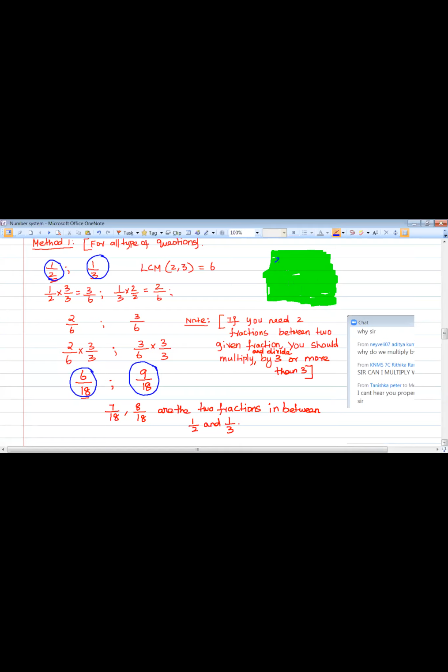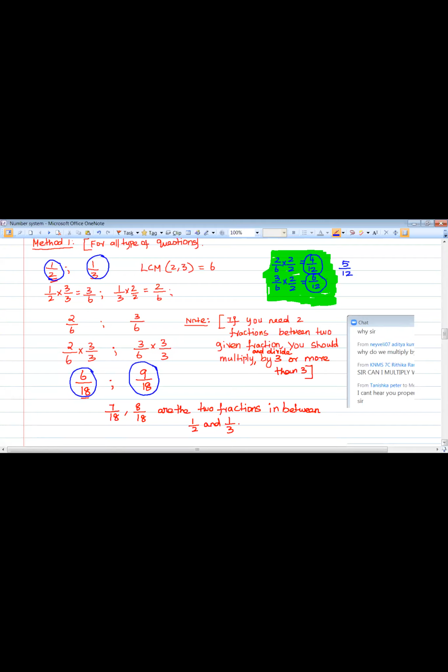Suppose 2 by 6 into 2 by 2. What is the answer you will get? 4 by 12. Next, 3 by 6 into 2 by 2. What is the answer? 6 by 12. See here, we have to find two fractions in between 4 by 12 and 6 by 12. But we can write only one fraction. What is that? 5 by 12. Got the point? Between, in the sense, we should skip the first one as well as the last one.